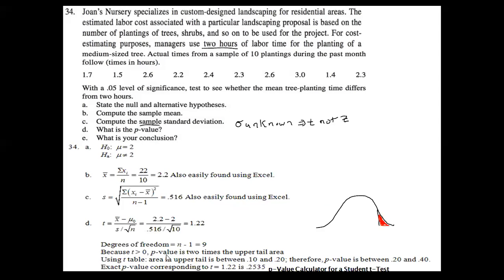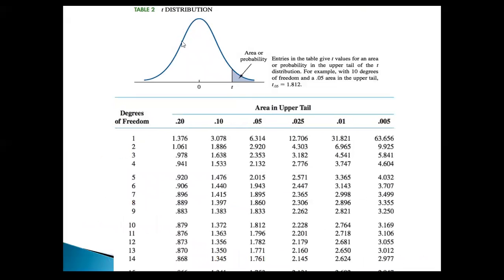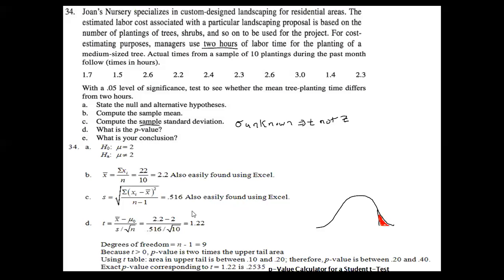Now, because t is greater than 0, the p-value is going to be 2 times the upper tail because we have a two-tailed test. Now, if we look at our t-table, which is over here, we see that 1.22, if we look all around on the degrees of freedom of 9, falls between here. So really, we can't find what the actual value is here. So we actually have to use a p-value calculator for a student t-test. All right. And that tells us we have 0.2535.